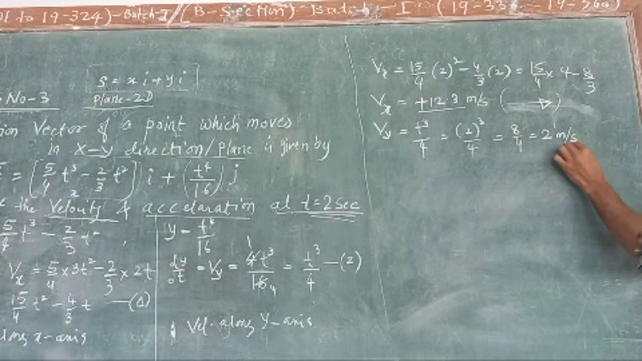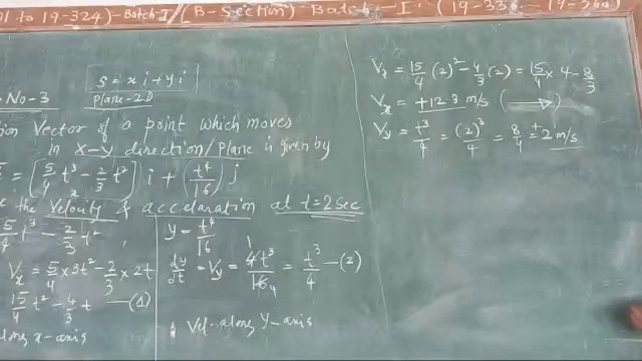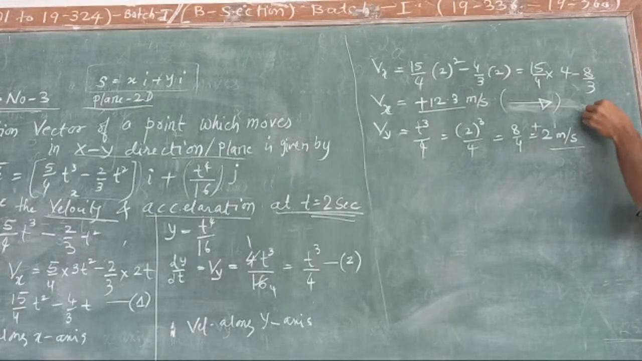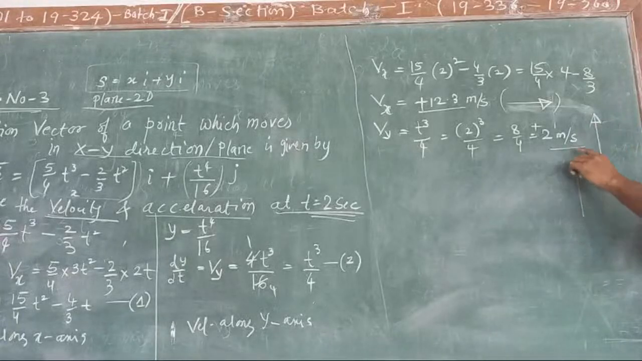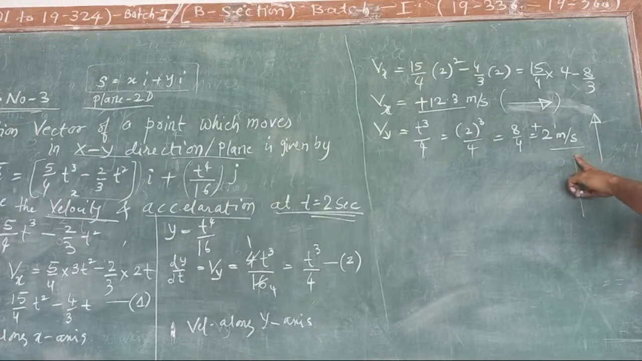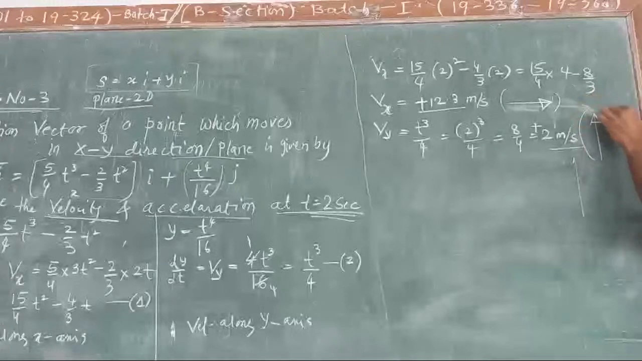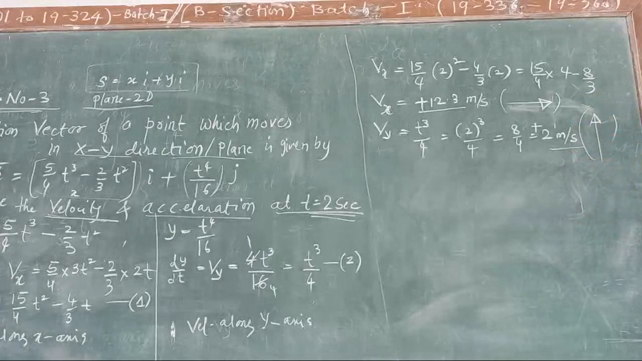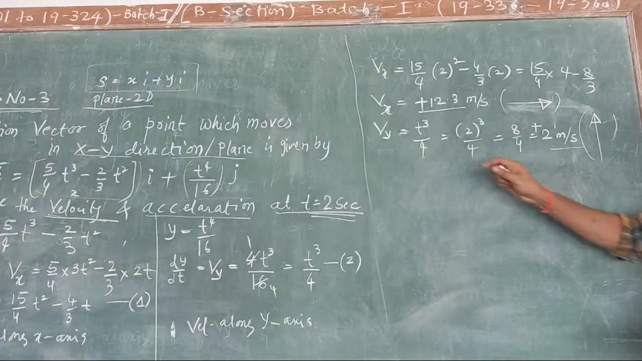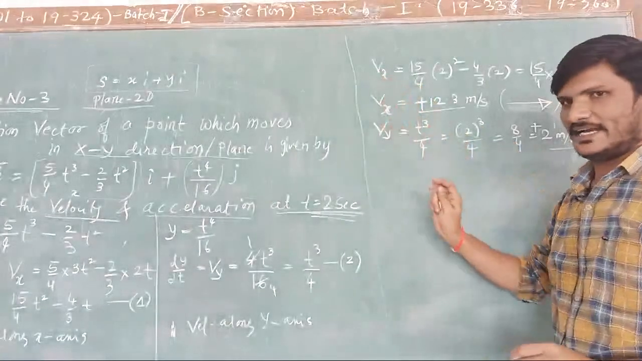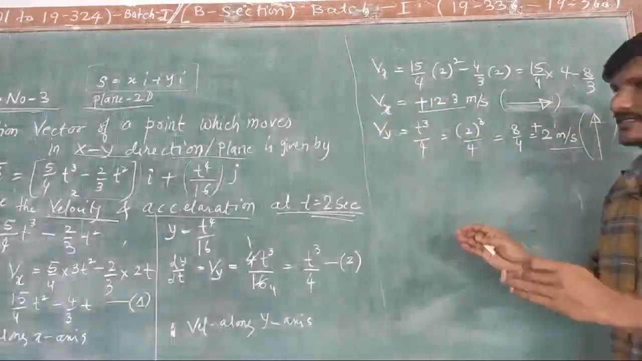It means again we have the positive value. It means the velocity is moving along the y-axis in an upward direction, where downward will be taken as negative and upward will be taken as positive. So we obtain the plus value, so the velocity is moving in upward direction. Okay, so now the velocity is moving in x and y direction, but what will be the resultant velocity?